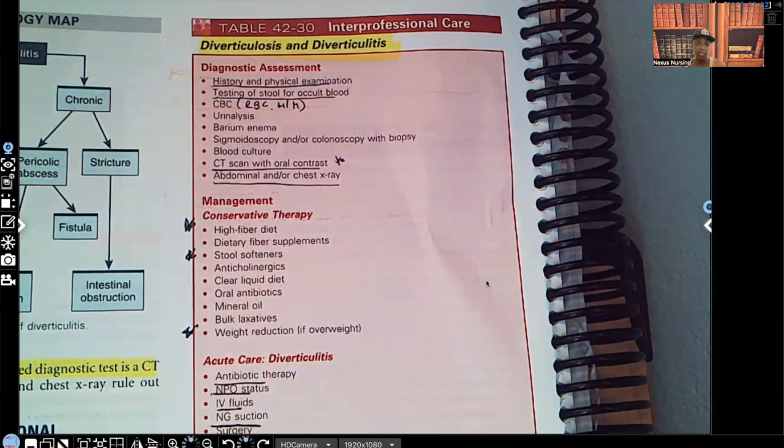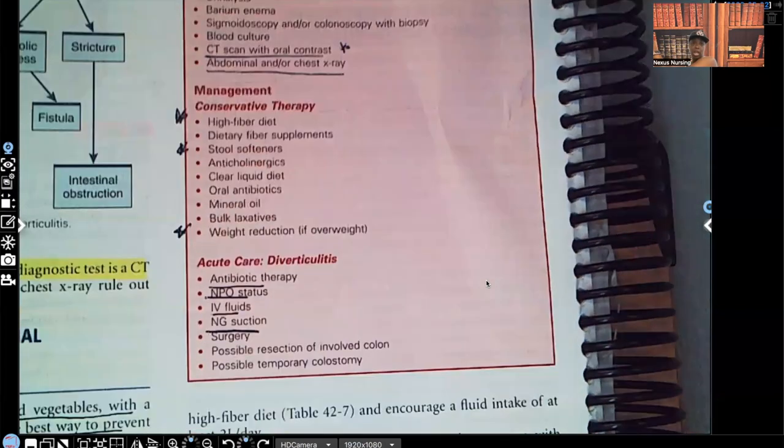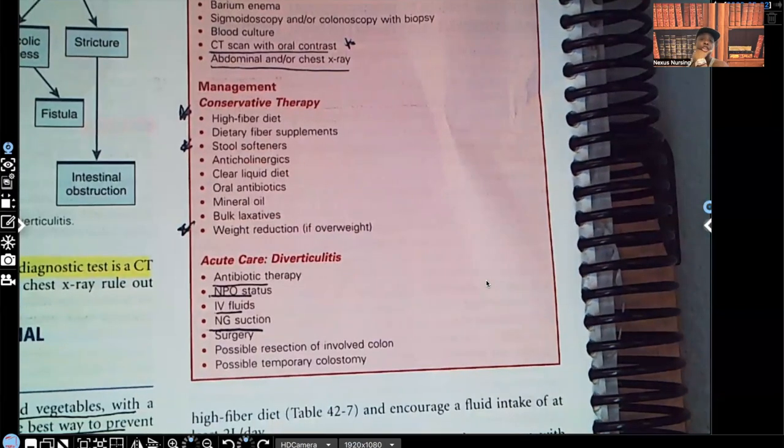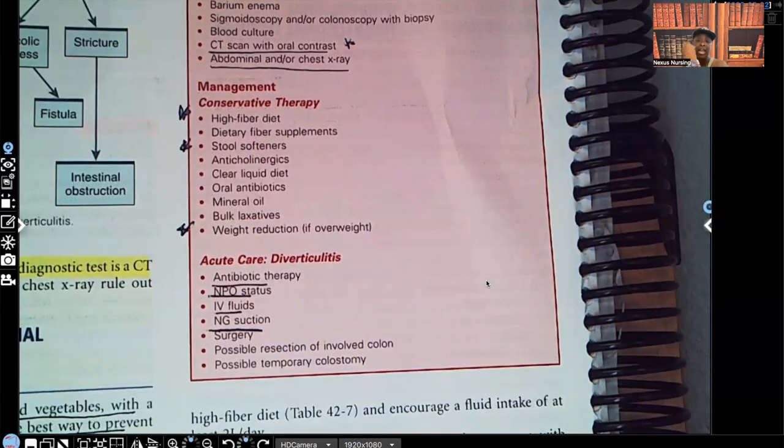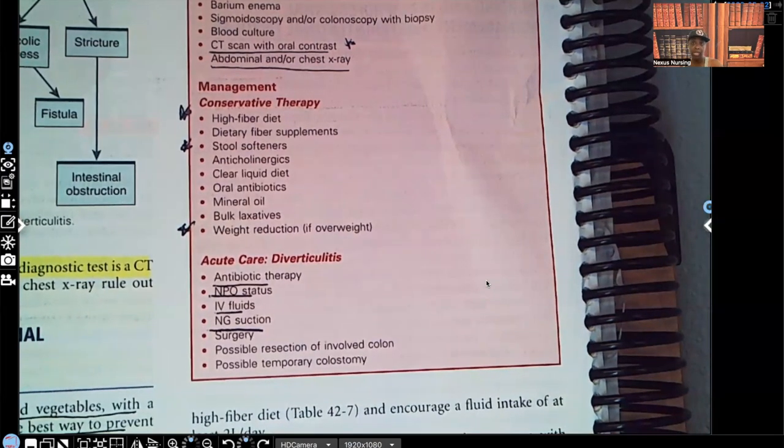Conservative management. What are we going to do? We're going to teach them about the high fiber diet. We're going to encourage high fiber diet, stool softeners, weight reduction if the patient is overweight. What if they've got acute diverticulitis going on? Again, they're going to be placed on NPO status because they have acute diverticulitis, we want to rest that gut. That's number one.